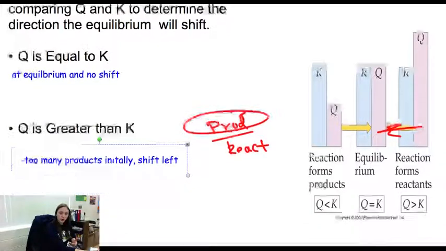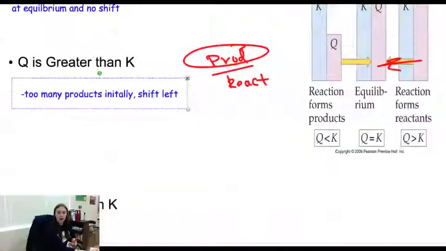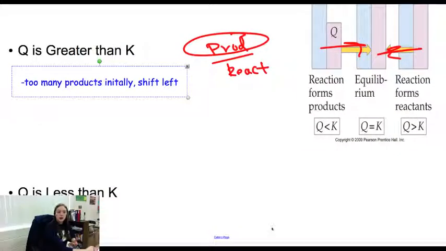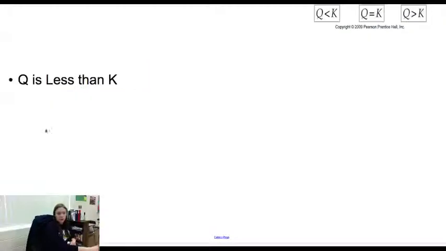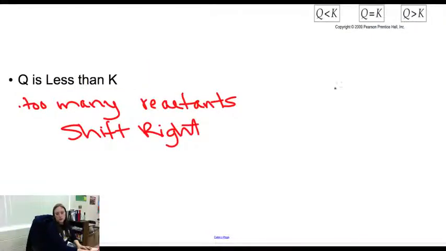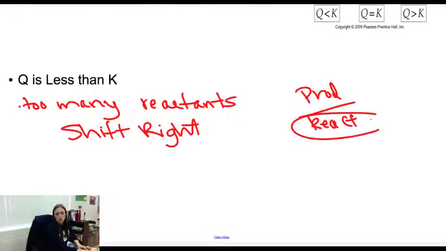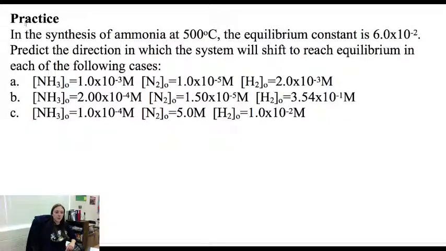Now the other way, if I have Q less than K, now I have too many reactants. It's going to shift right to get rid of those reactants. Like I said, it's going to shift to the right, because again, we have products over reactants, and it's too small. So this number right here is too little. So I need to make more product to make this number bigger, and then we end up with our equilibrium eventually.